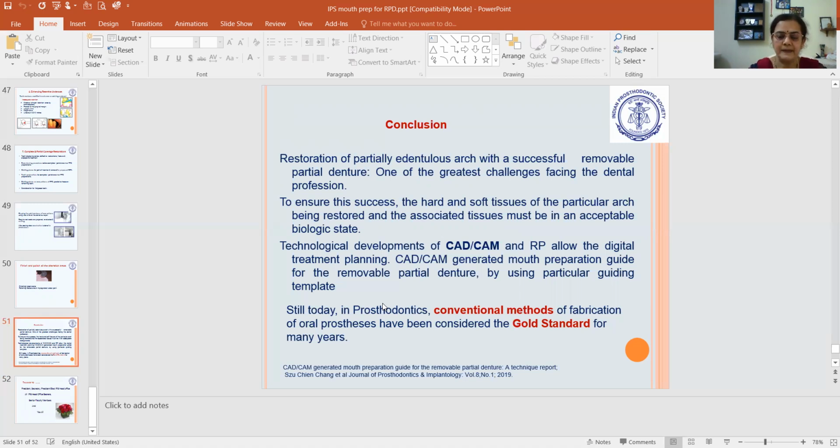It is necessary to plan each and every partially dentulous situation. In removable partial dentures, meticulous planning and preparation of the mouth is very necessary for a favorable prognosis of the treatment.